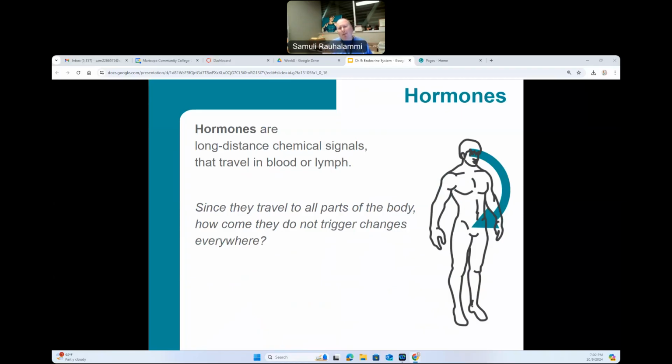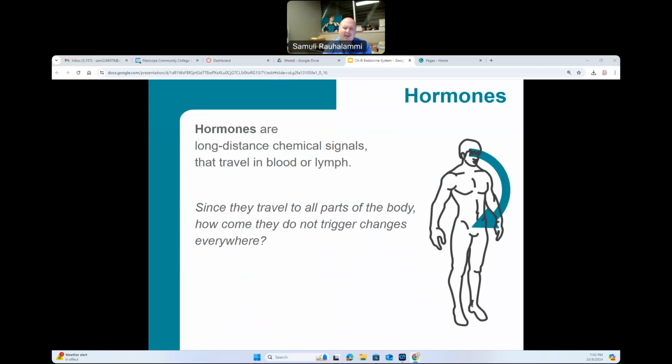And since the job of the hormones is to trigger changes and they travel with the blood to everywhere in the body, my question for you is: why do we not see changes everywhere in the body in response to a specific hormone? Why do we only see changes for that hormone on the intended body part or organ or system? Well, I think that's a particularly good question for us to ponder.